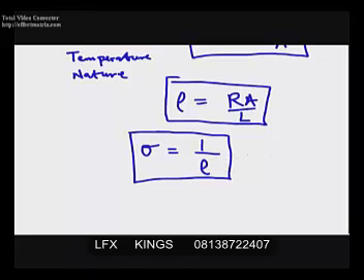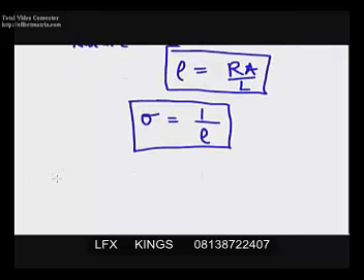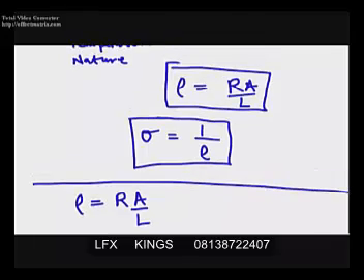Then I'd like us to find the relationship between resistivity, conductivity, current density, electric field, and the rest of them. So how do we find it? We're trying to get another relationship. We say resistivity is equal to resistance multiplied by area divided by length.